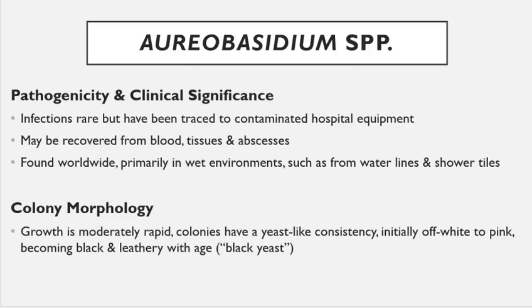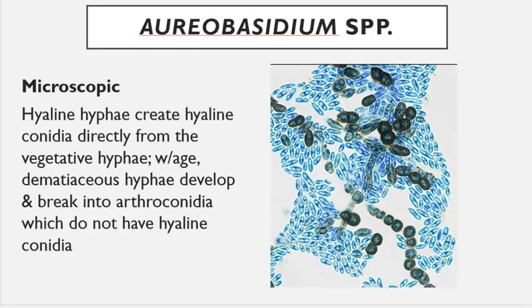The colonies have a yeast-like consistency. Initially, it's off-white to pink in color, becoming black and leathery with age. It's a black yeast. For the microscopic exam, the hyaline hyphae create hyaline conidia directly from vegetative hyphae. With age, the dematiaceous hyphae develop and break into arthroconidia, which do not have hyaline conidia.